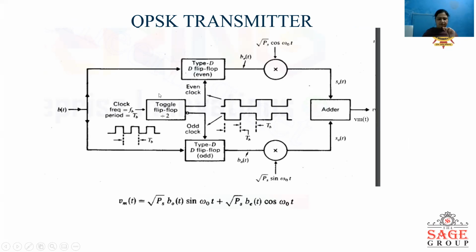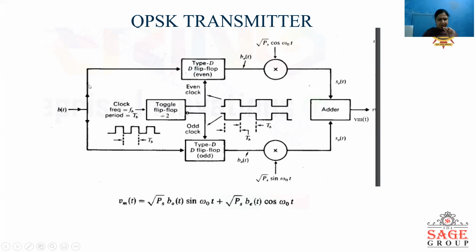Here we can see the toggle flip-flop. The toggle flip-flop is driven by a clock waveform whose period is the bit time TB. We can see in this waveform. The toggle flip-flop generates an odd clock waveform and an even clock waveform. These clocks have periods 2 TB as seen in the waveform. The active edge of one of the clocks and the active edge of the other are separated by time period, which is bit time period TB.